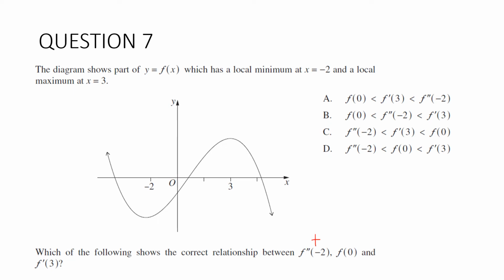f of 0 is testing the y-coordinate. We can see the y-coordinate's below the x-axis. It is negative. And then finally, f dashed of 3 is here. That's testing increasing, decreasing, or stationary. Here it is stationary, so this is equal to 0. So putting them in order, we have f of 0 first, and then f dashed of 3, and then f double dashed of -2, which is A.